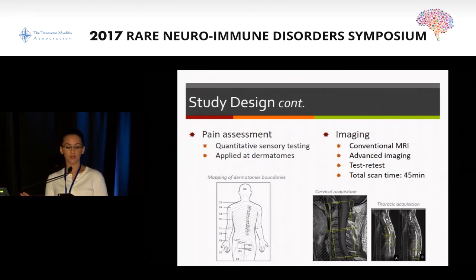On the imaging side, we do the conventional clinical scans in addition to our advanced imaging, and also we scan everybody twice because we want to make sure our techniques are reliable. This is all done in 45 minutes, and then another 45 minutes for the second session. And we're looking at C1 all the way to T12. The thoracic scan takes longer to image because it's longer.